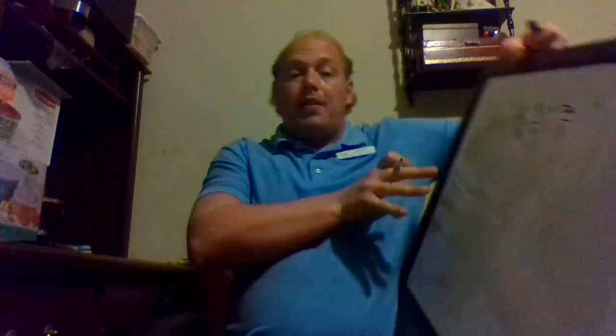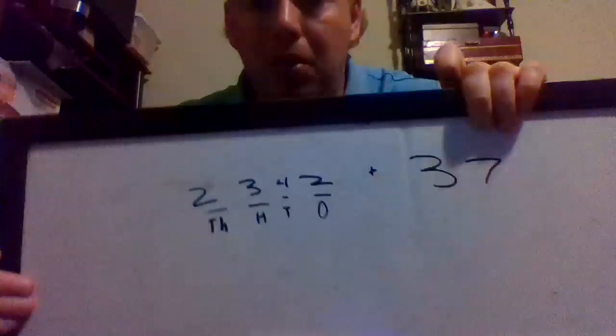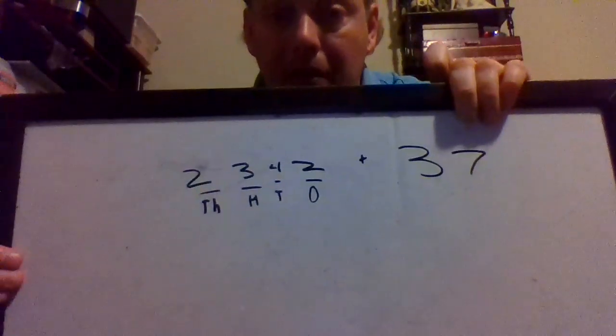Plus 37. Okay, so we've got 2,342 plus 37. Okay, so now we have a number in the tens place in 37, and we have a number in the ones place. Now the 3 is in the tens place, and the 7 is in the ones place.